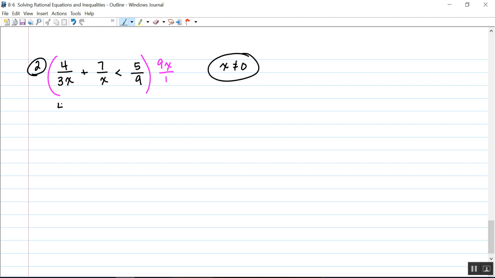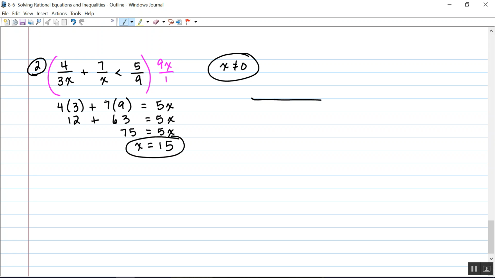That's going to give me 4 times 3 plus 7 times 9. I'll go ahead and write out the steps here. I'm going to switch this over to an equal sign. My 9s will cancel, and that leaves me with 5x. So 12 plus 63 is equal to 5x. 75 equals 5x, or x is equal to 15. So these are the two values I'm going to put on my number line: 0 and 15.